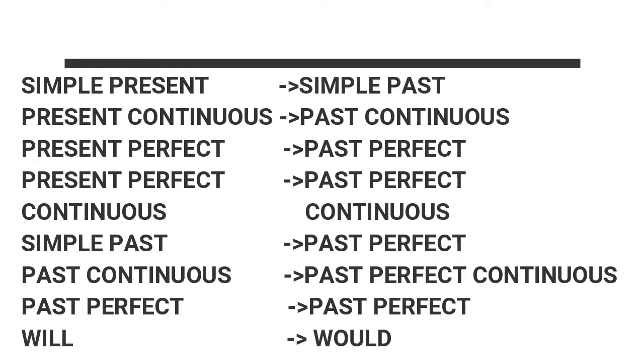If you see the simple present tense in the reported speech of the sentence, you have to change it into simple past tense. In the same way, present continuous changes into past continuous, present perfect changes into past perfect, and present perfect continuous changes into past perfect continuous. So all the present tenses change into their past tenses. Simple past changes into past perfect, past continuous changes into past perfect continuous, past perfect remains the same, and in future tense the verb will changes into would.